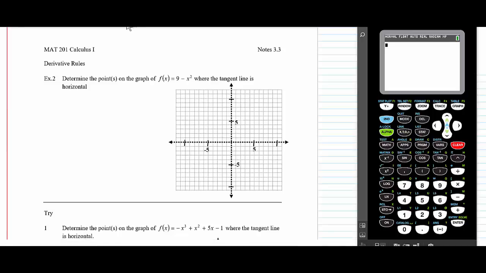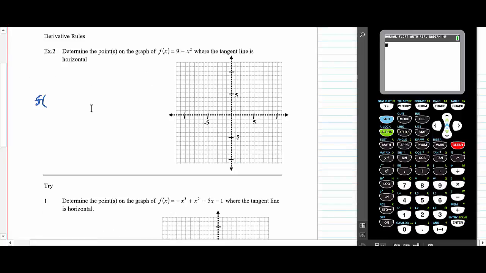Now, the first thing I want to do on this one, without the calculator to start with, is look a little bit at graphing this function. So we're going to look at the function f of x equals 9 minus x squared. Okay, now that's a parabola opening downward, right? From your background, everybody should know that, okay?